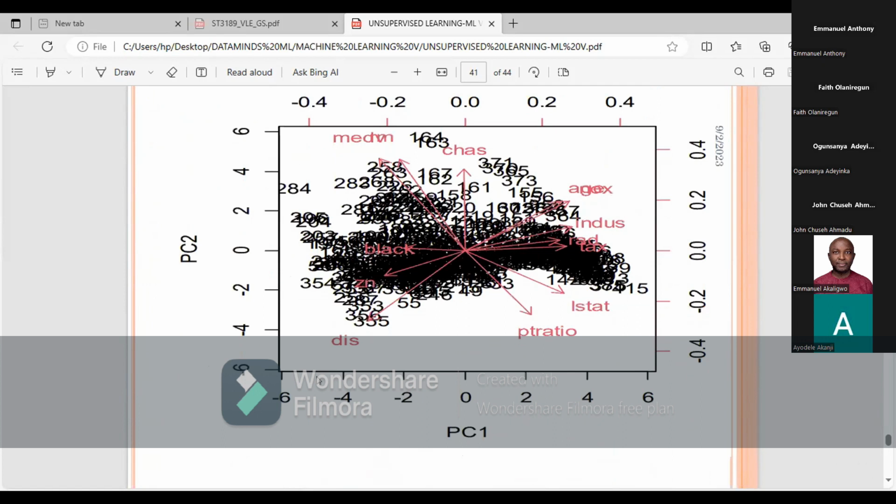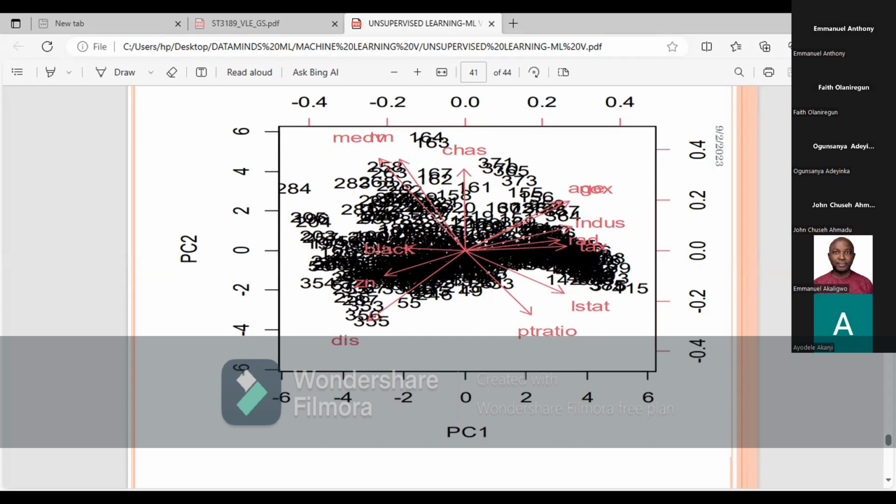In component 1, you can see the relationship among these variables. In component 1, P ratio, lower status, all these, and age, have the same positive relationship among themselves. Whereas the ones on the left indicate a negative relationship. They don't have an inverse relationship among themselves, but only with those on the right-hand side. That's just the difference there.